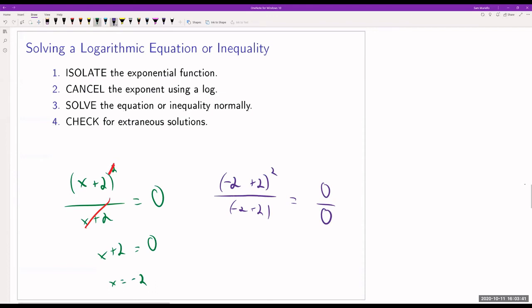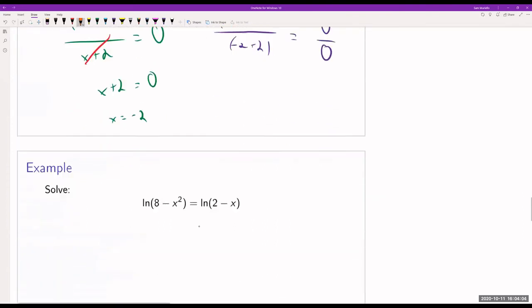Isolate, instead of the exponent, we're going to isolate the log. We're then going to cancel the log using an exponent. We will then solve the new equation or inequality as normal, and we'll finally check for extraneous solutions, being the new thing. Let's go through some examples.